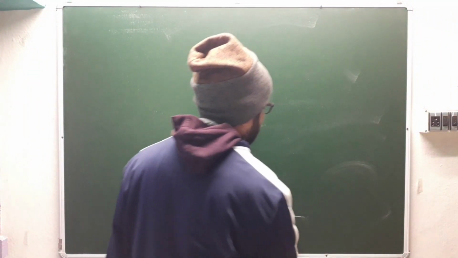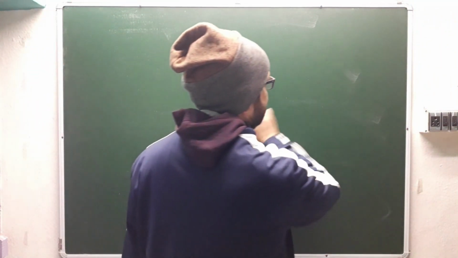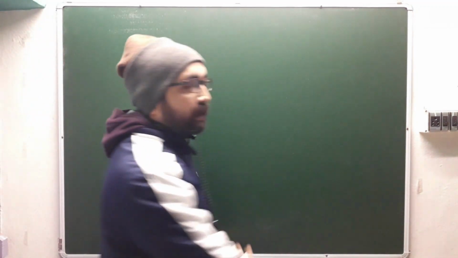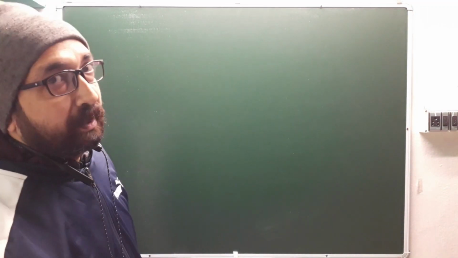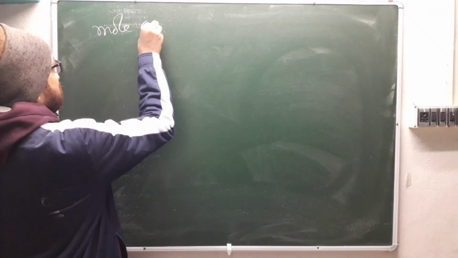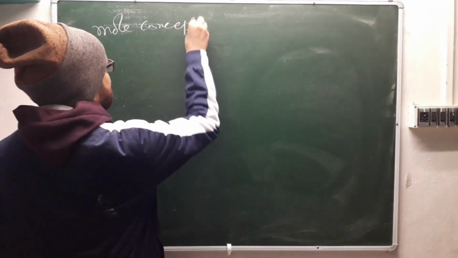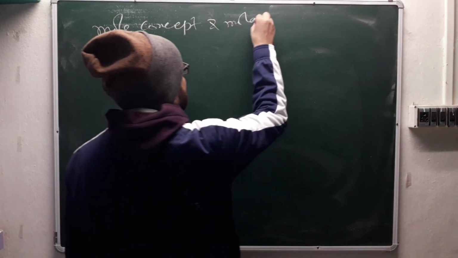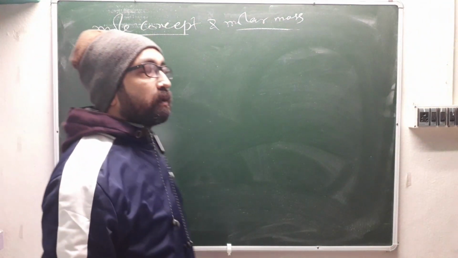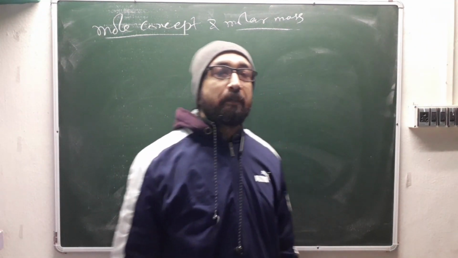So how did this word, mole concept, come? Why is it required? Why not count 1 atom, 2 atoms, 3 atoms for hydrogen? Why can't we count that? We are going to deal with the mole concept and molar mass. So why are molar mass and mole concept required?